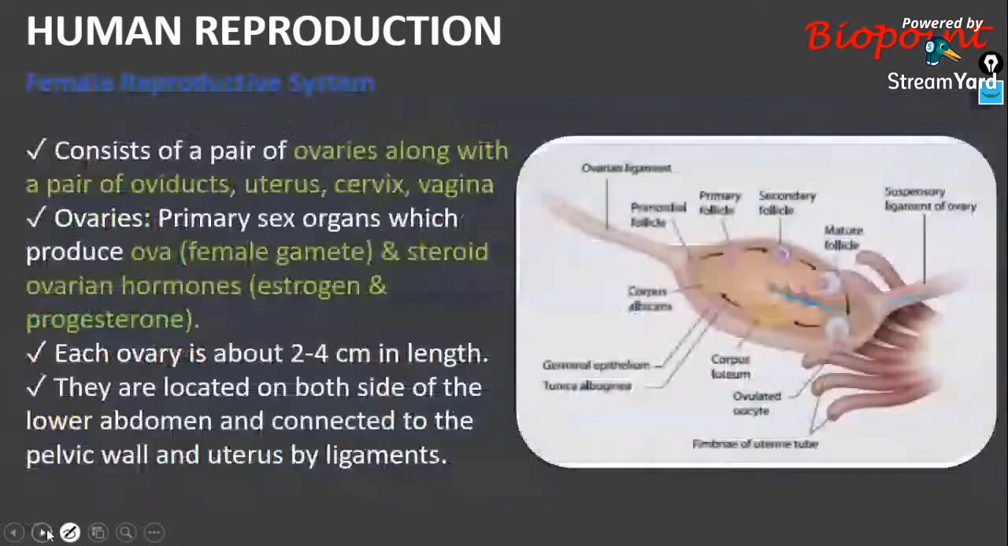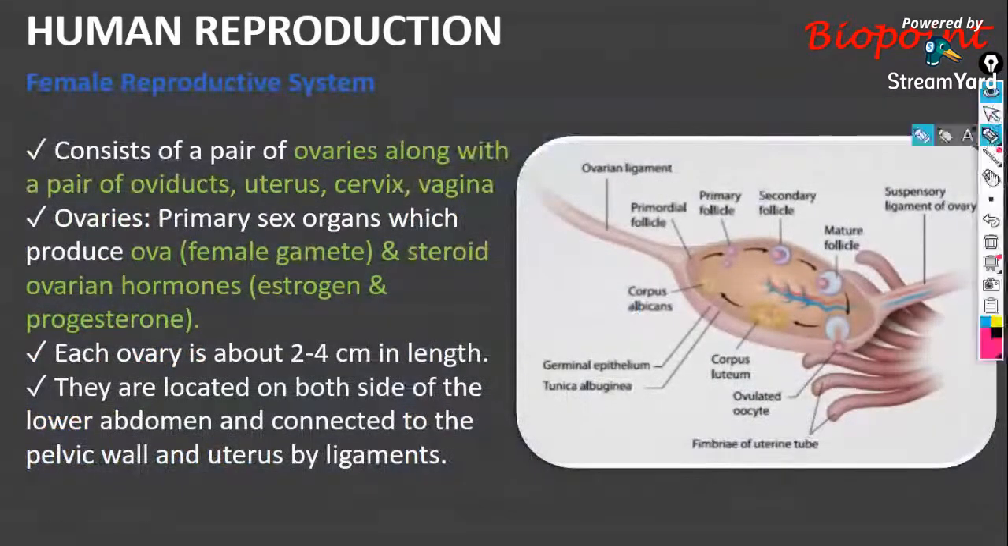Let's now move into detail of the female reproductive system. The female reproductive system consists of ovary with oviduct, uterus, cervix, and vagina.